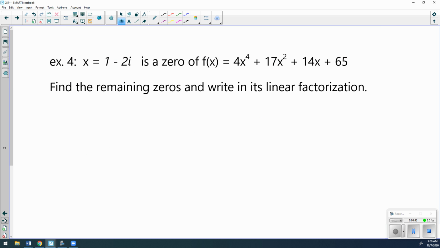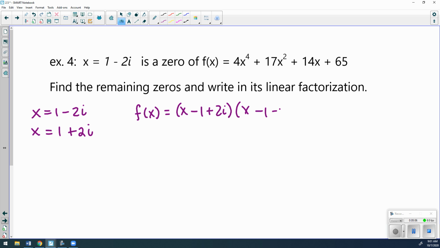Here in example 4, we're given one zero that's complex, and we want to find the remaining zeros, then write it in its linear factorization. So when I see x equals 1 minus 2i, I know that 1 plus 2i will also be a zero. My two factors right off the bat for f of x will be x minus (1 plus 2i) and x minus (1 minus 2i), and because this is a fourth degree polynomial, I just need two more.